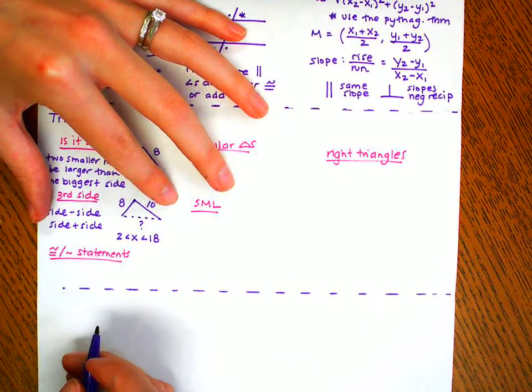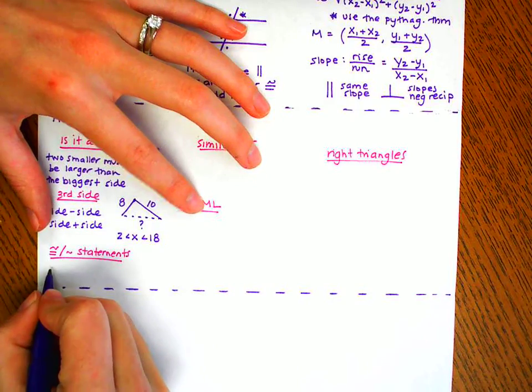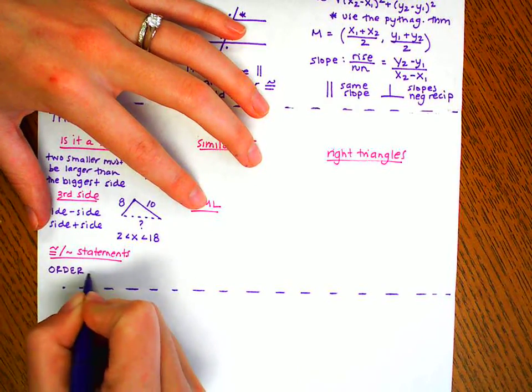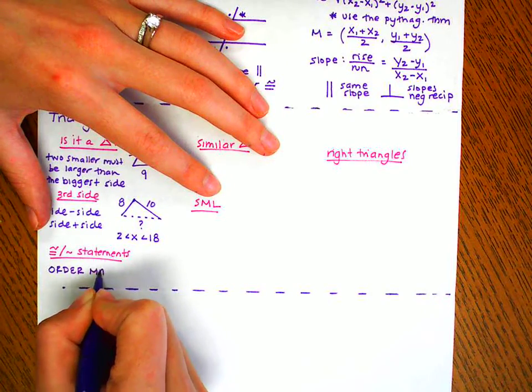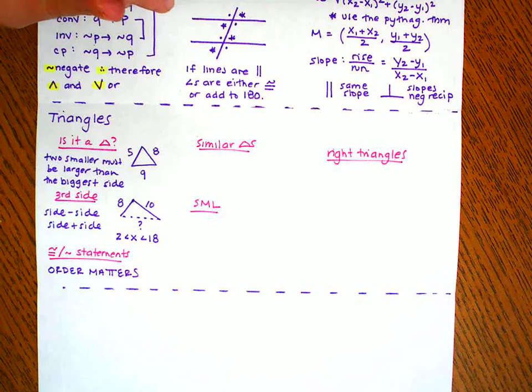Okay? Sometimes we're going to get congruency statements. So something like triangle ABC is congruent to triangle DEF. And the really important thing is that the order for a congruency statement matters. We'll talk more about this in class when we see a problem. That's a good example.